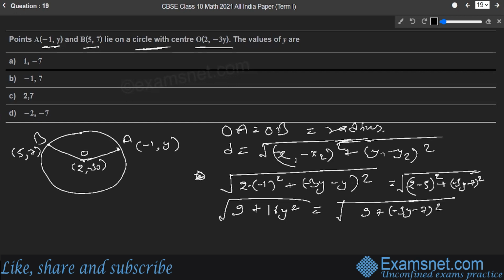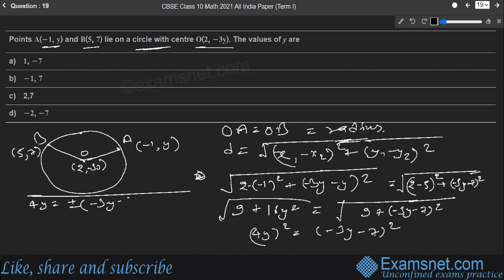We can cancel the under root from both sides, or square both sides so the roots cancel. This becomes 4y whole squared equal to (-3y minus 7) whole squared. If we solve this further, we reach 4y is equal to plus or minus (-3y minus 7). So we can say 4y can hold two values.